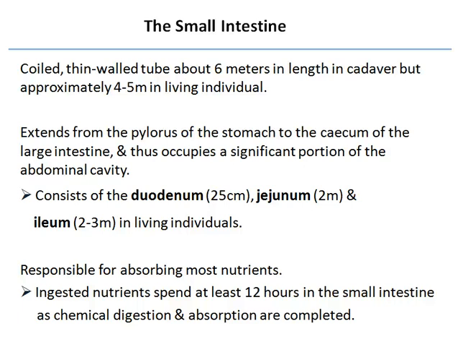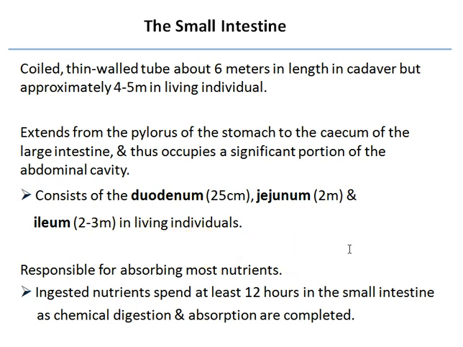The small intestine extends for about 6 meters in a cadaver, but it's shorter in a living individual. The small intestine extends from the pylorus of the stomach to the cecum of the large intestine and takes up a significant portion of the abdominal cavity. There are 3 key regions: duodenum, that's proximal to the stomach, about 25 centimeters, jejunum, about 2 meters, and the ileum, 2 to 3 meters in a living individual.